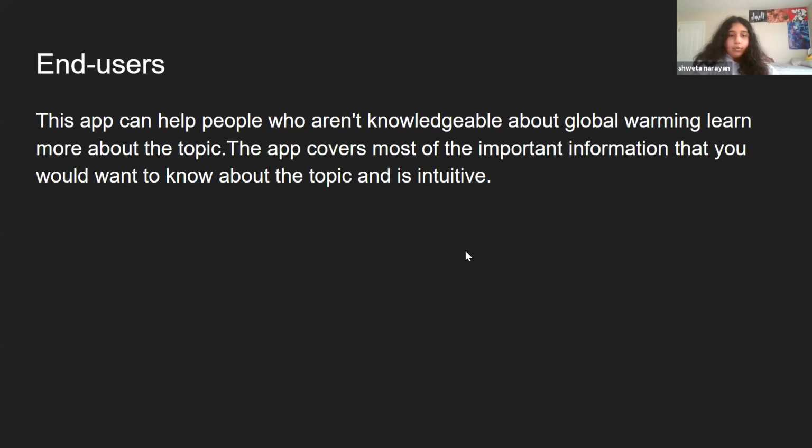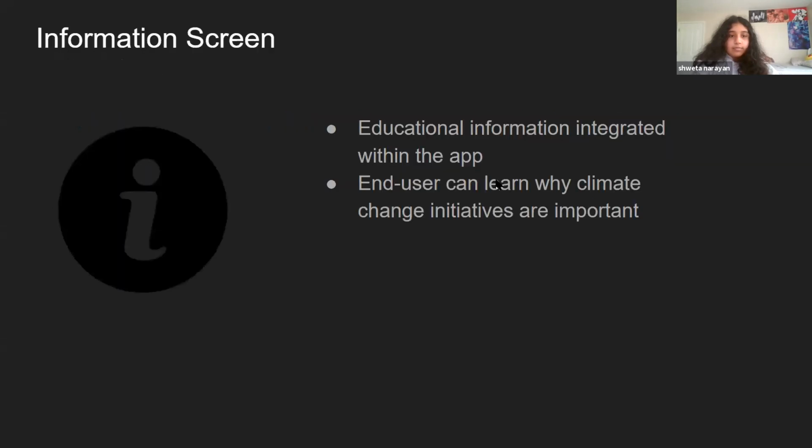This app can help people who aren't knowledgeable about global warming learn more about the topic. The app covers most of the important information that you'd want to know and is easy to use. On the information screen, it presents information about global warming, the topic that we chose, so that the end user gets to know more about the topic.